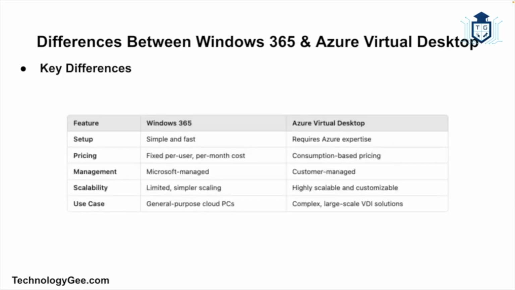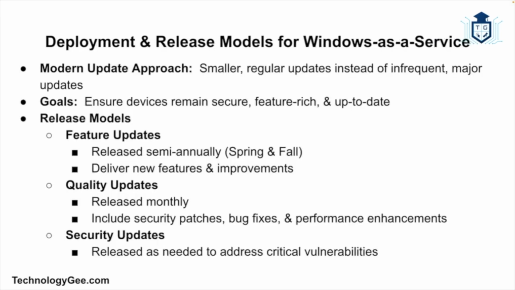And here's a quick breakdown of the differences between Windows 365 and Azure Virtual Desktop. In summary, Windows 365 is ideal for organizations seeking a simple, fixed cost cloud PC solution, while Azure Virtual Desktop caters to enterprises that need to scale and have customizable VDI capabilities. All right, next let's talk about deployment and release models for Windows as a service.